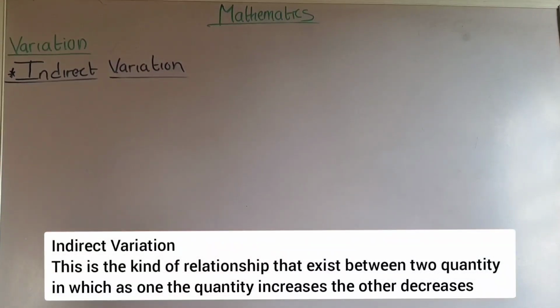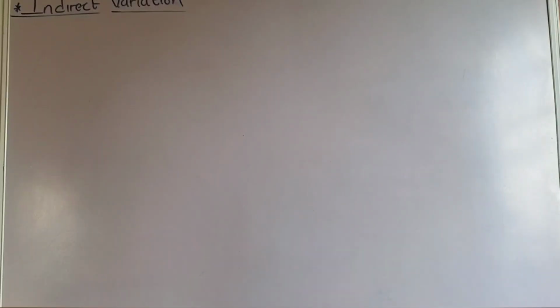When we talk about indirect variation, it is a kind of relationship that exists between two quantities in which one of the quantities increases while the other decreases. You understand what I'm saying? That kind of variation is what we call indirect variation. Now, how do you understand what is meant by indirect variation? Let's look at an example.